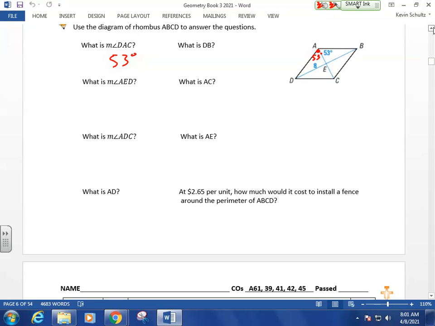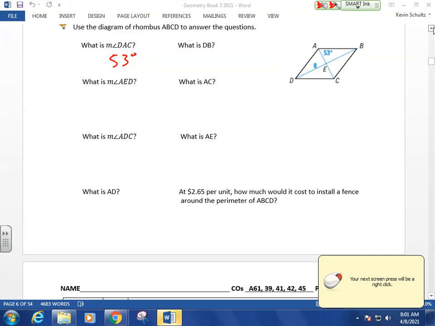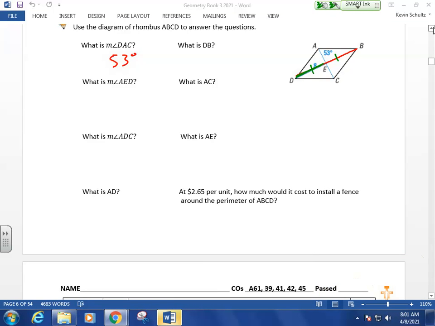Then it asks for what is the length of DB. Now DB is the entire diagonal all the way from D to B. We know that this part from D to E is 8, and we also know that the diagonals bisect each other, so we know that E to B is the same distance as D to E, meaning that E to B is also 8, which means that DB is 16, right?